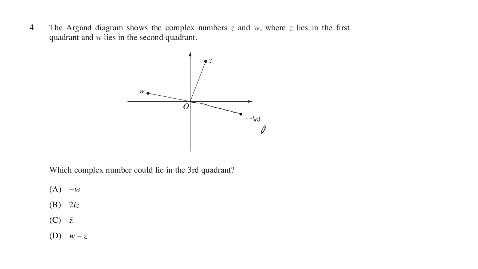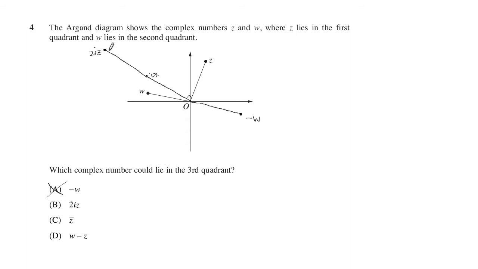So that's in the fourth quadrant, that's not what we want. 2iz: now you might be thinking that's like rotating by 90 degrees twice, but what it actually is, iz would be rotating the z by 90, so like that's 90, and then 2iz is that scaled up by 2. If we actually wanted z rotated by 90 degrees twice, it would be i squared times z, not 2iz.